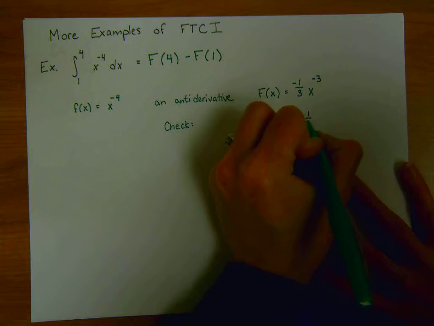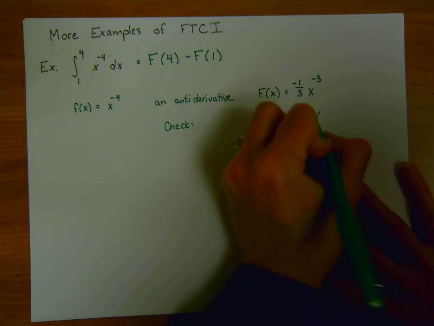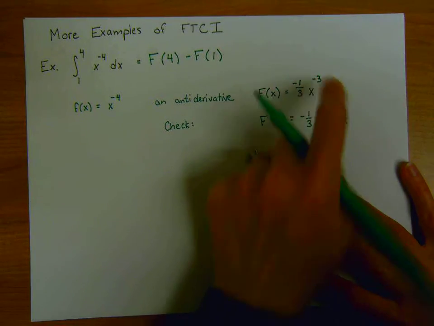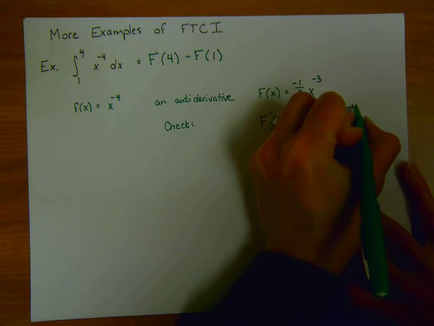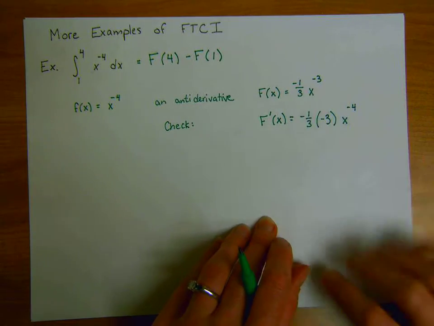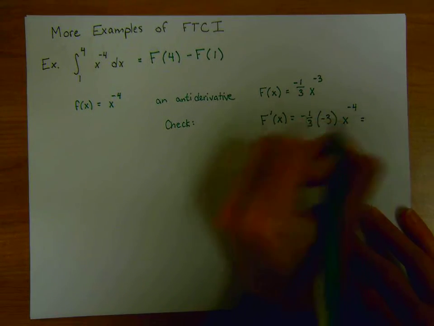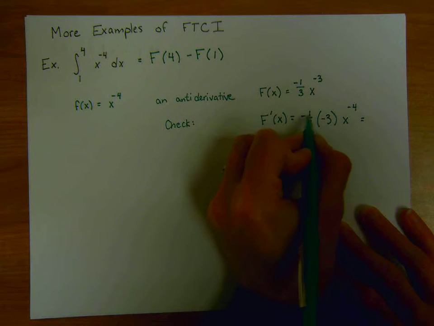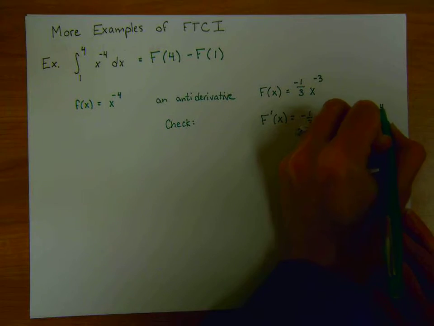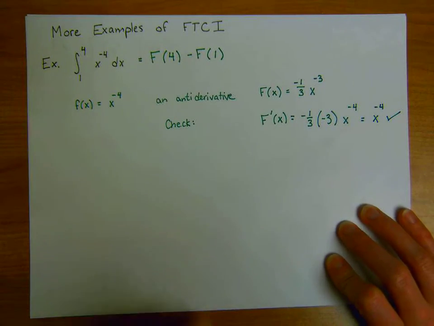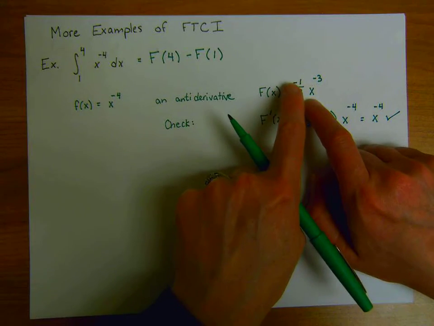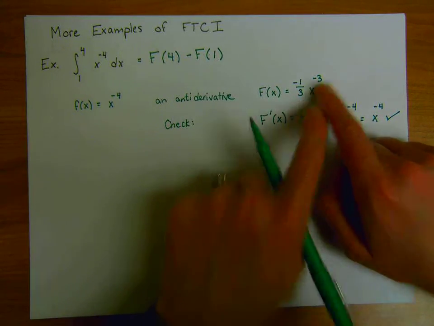The coefficient stays out front. By power rule, the negative 3 comes down front. And also by power rule, the exponent drops by 1. And negative 4 is 1 less than negative 3. Multiplying the coefficients, negative 1/3 times negative 3 is actually 1. And I get the value that I wanted. So we just found out that our antiderivative function in this case is negative 1/3 x to the negative 3.